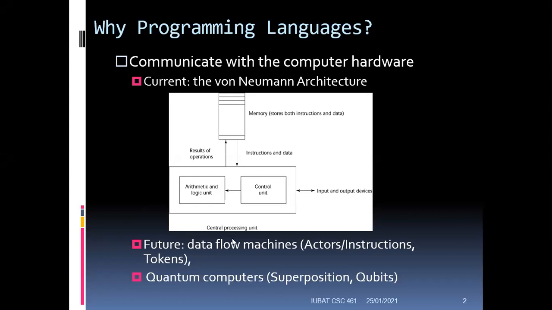But to answer the first question: why programming language? Why do we learn different programming languages? The first reason for learning programming languages is to communicate with the computer hardware.